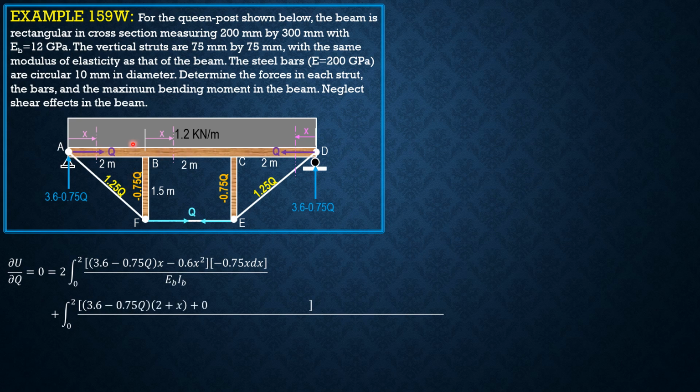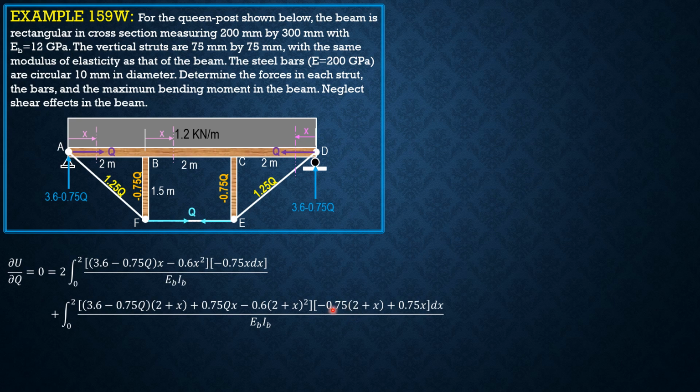Then in this section here, plus integral 0 to 2, quantity 3.6 minus 0.75 Q times 2 plus X minus 0.6, plus, rather we have compressive force here of 0.75 Q times X, then minus the moment of this load, 1.2 times quantity 2 plus X over 2, so that's 0.6 times 2 plus X squared. And partial derivative with respect to Q is negative 0.75 times 2 plus X plus 0.75 X dx. If we simplify this, this is simply negative 0.75 times 2 or negative 1.5.